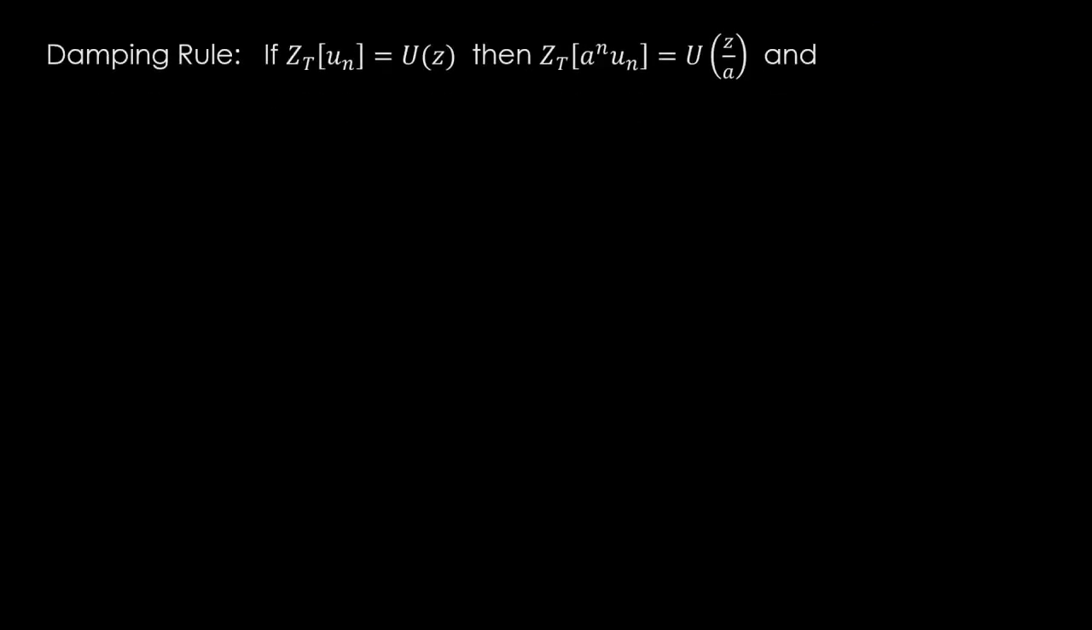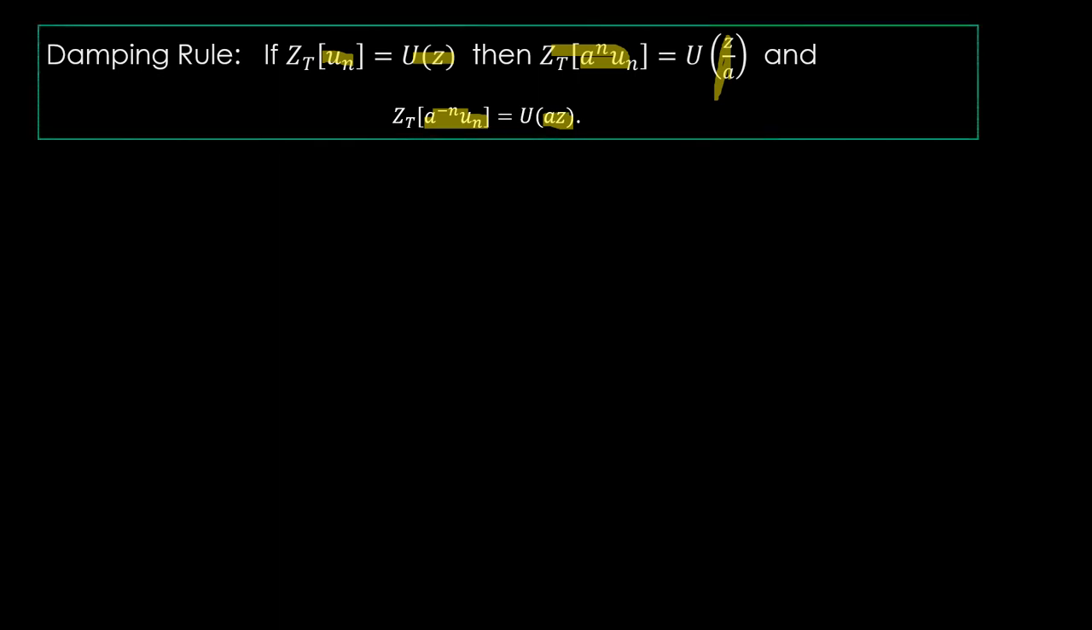Damping rule. If the z transform of u(n) is U(z), then the z transform of a^n u(n) is U(z/a), and the z transform of a^(-n) u(n) is U(a z). Now we will solve the problems related to the above rule.